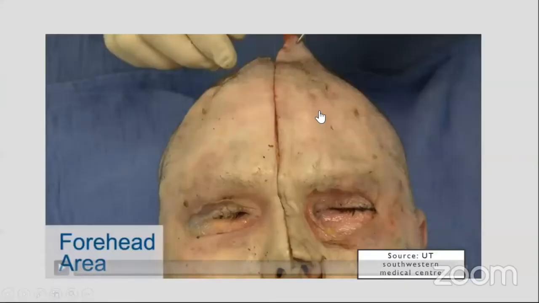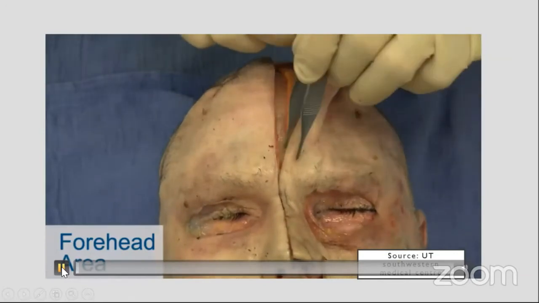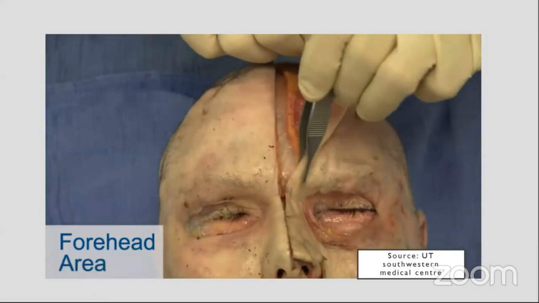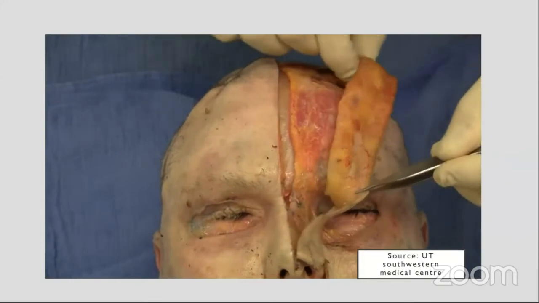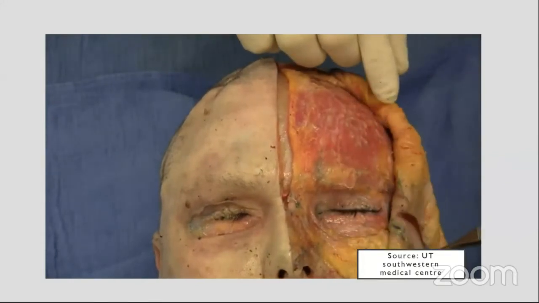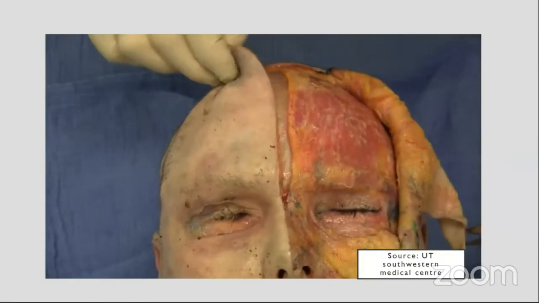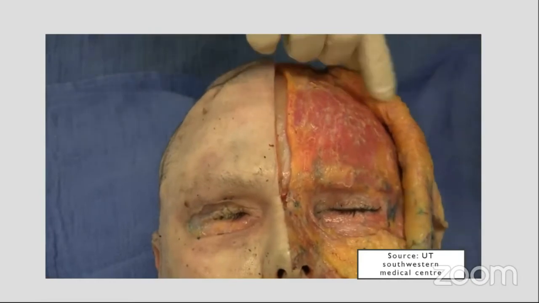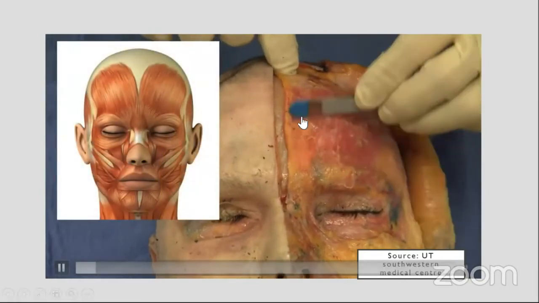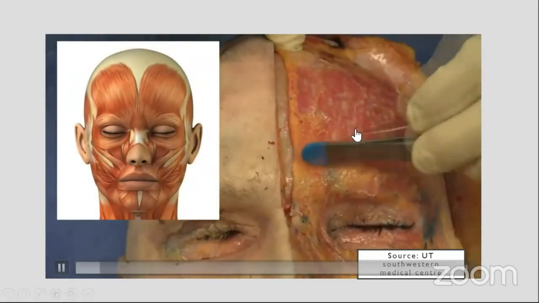Coming to the anatomy of the upper face, starting with the forehead area. Thanks to Dr. Roderick, who has shot this cadaveric dissection video so well, and I'm using it to show you the cadaveric dissection of the face. The most important is the frontalis muscle, which is the only elevator of the brow.